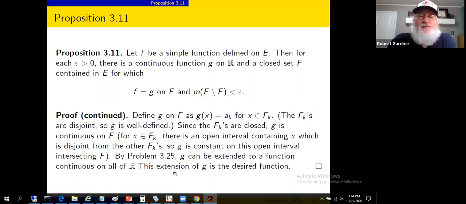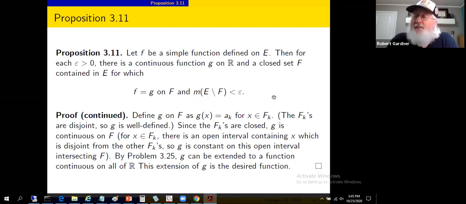Problem 3.25 says, this is an important one and a probable homework exercise from this section, and we'll use this in the final proof, and in the proof of Lusin's theorem in general also. By problem 3.25, G can be extended to a function continuous on all of R. That is, if we've got a function that's continuous on a closed set, it can be extended to a function that's continuous on all of the reals. That's exactly what we've got. G is continuous on closed set capital F. The extension guaranteed by problem 3.25 is a function that's continuous and defined on all of the reals, and it equals function lowercase f on set F. We got it started that way up here.